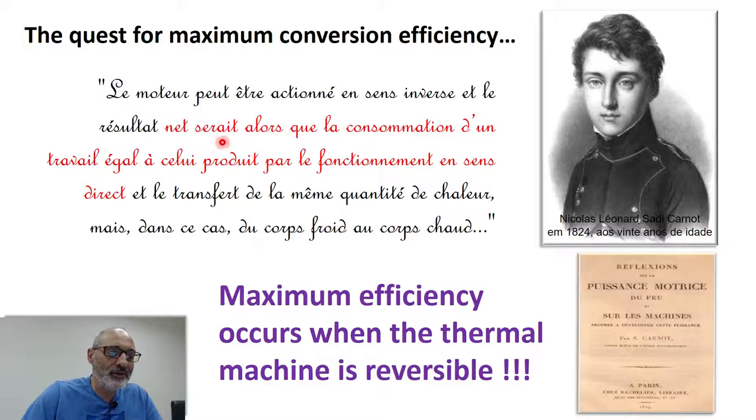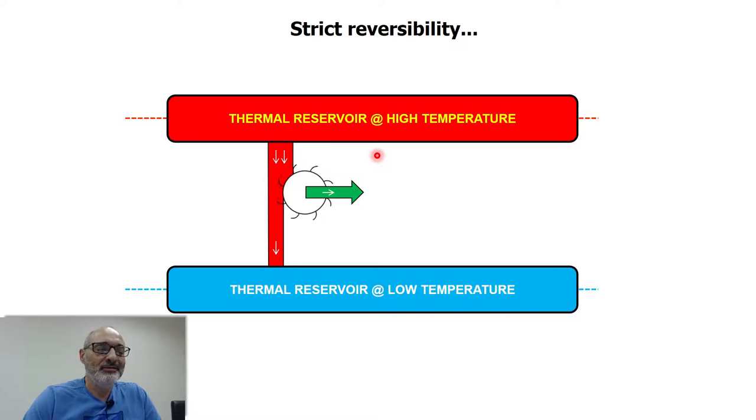This is the actual text inside Carnot's book, where he says, working in the sens inverse, "Le résultat ne serait alors que la consommation d'un travail égal à celui produit par le fonctionnement en sens direct." So the maximum efficiency occurs when the machine is reversible. As he says in French, when you invert the sense of the machine, you have exactly the same thing. I'm going to show you that, what we call strict reversibility.